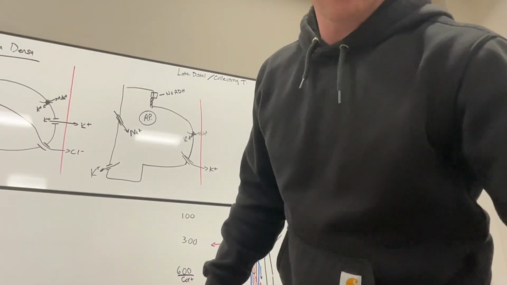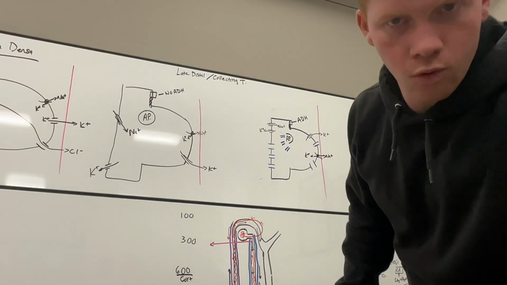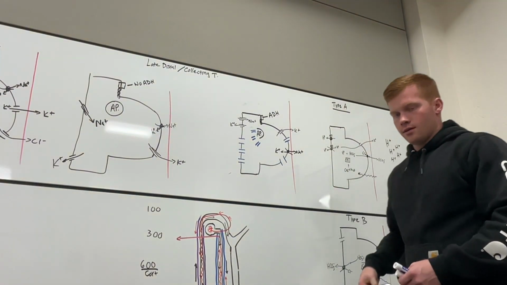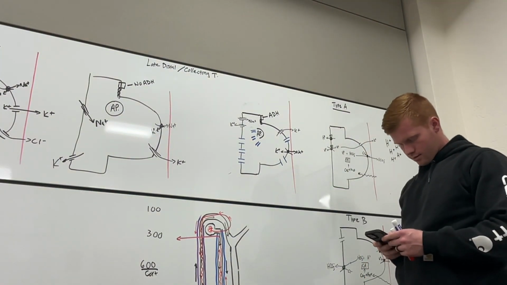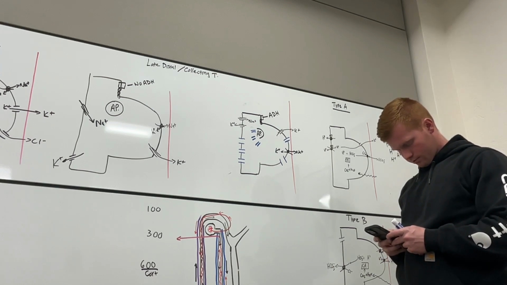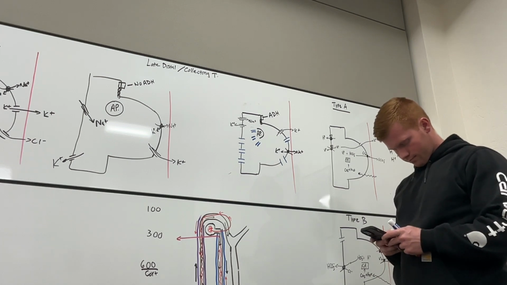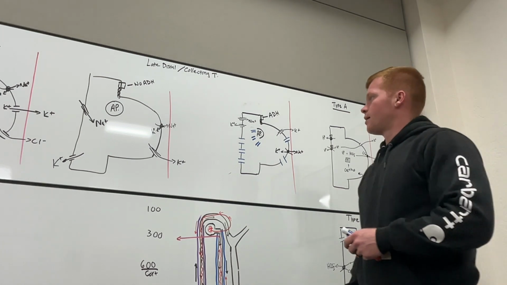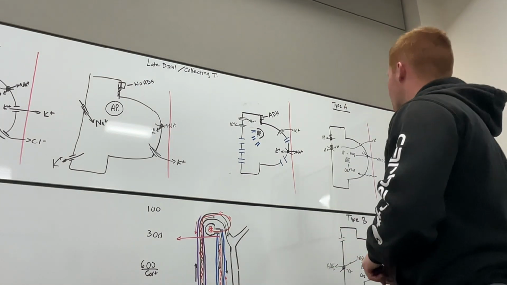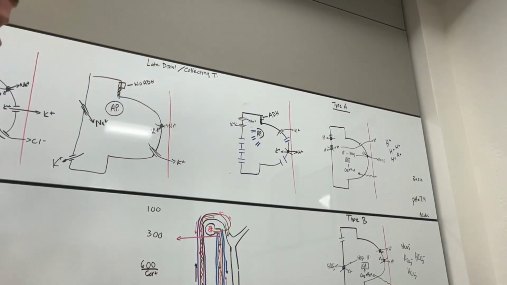Now we're on to the late distal. This is a cool one. Okay, this late distal collecting tubule one is cool. Probably my favorite. And the type A, type Bs are pretty cool too.